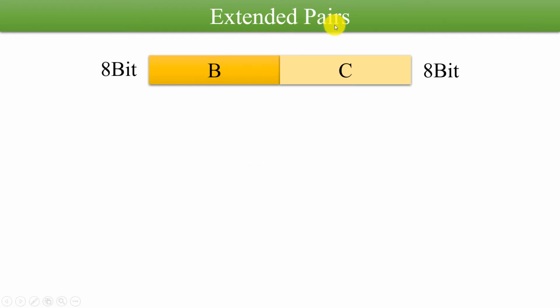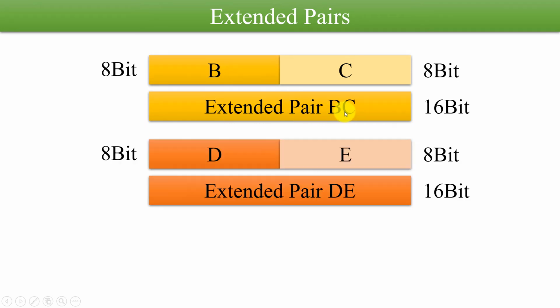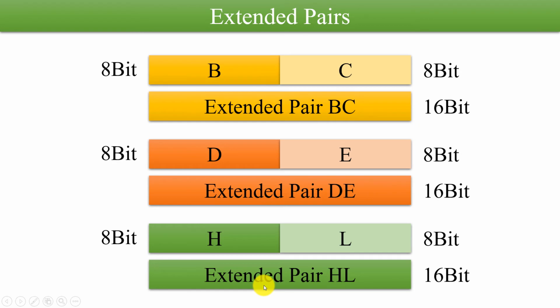Now there is one more facility available with these registers, and that is called the extended pairs operation. That means if you want to do a 16-bit type of operation or you want to handle a 16-bit number, then you can use these registers as extended pairs. So B and C will combine and give you an effect of one single register, which is a 16-bit register. So it is extended pair BC. Similarly, you can have extended pair DE and extended pair HL. So extended pairs are also important, and you can use them to handle 16-bit numbers.